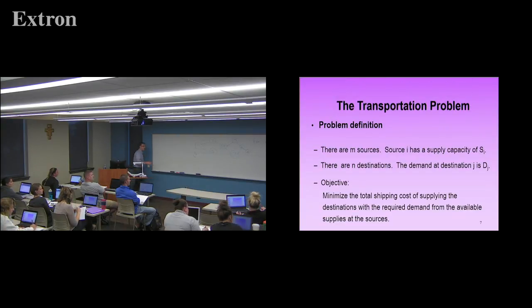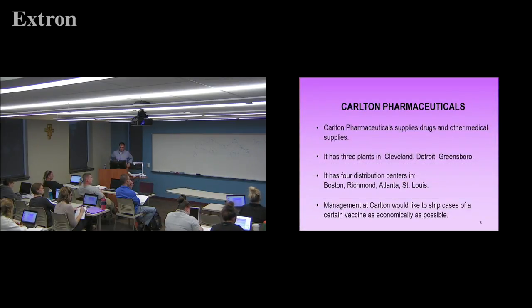This is the general model. There are M sources, these are supply nodes. When you think about a source, it has some supply. These are your warehouses, your manufacturing plants. Source I has a supply capacity of S sub I. That's just generally speaking. There are N destination nodes. The demand at destination J is D sub J. The objective of a transportation problem is always to minimize the total cost of shipping from those supply nodes to those demand nodes. We need to get product from here to there in the most cost-effective way. Usually that's money, sometimes time, sometimes other things that we build.